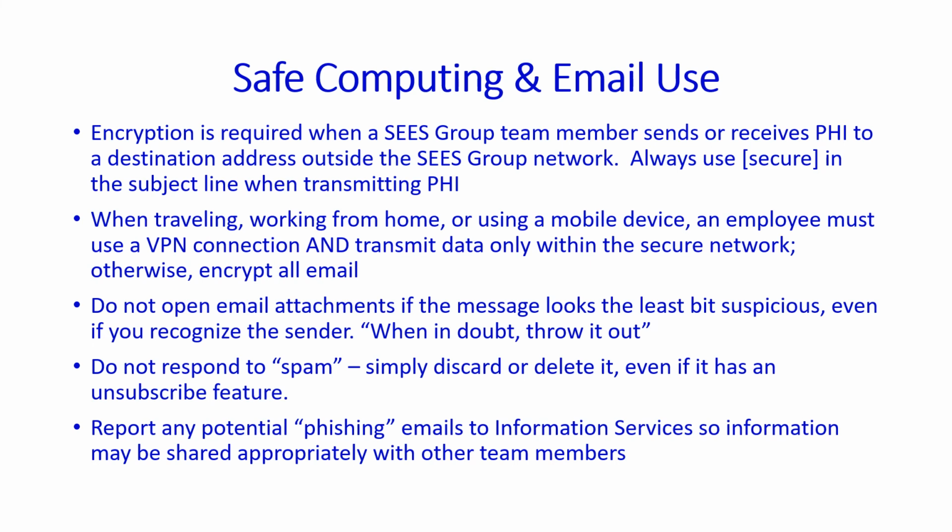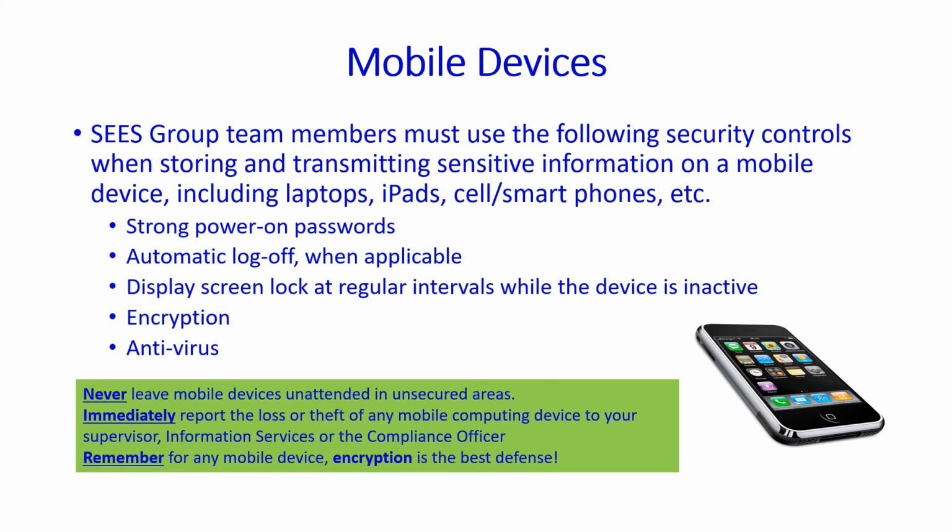As a recap, remember not to open emails or email attachments from unknown parties. When in doubt, throw it out. Don't reply to spam, simply delete it. Lastly, if you receive an email that appears to include a phishing element, report that email to Information Services as soon as possible. Because almost everyone owns a mobile phone, laptop, or iPad these days, and many of us use those mobile devices to conduct business, it's very important that we take precautions to keep the information on our devices safe.